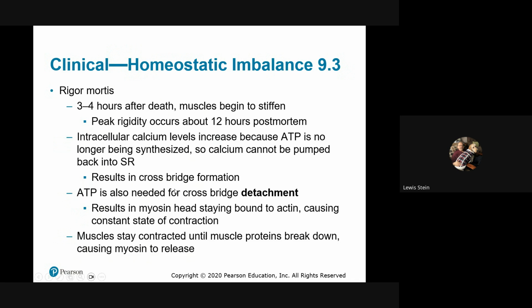Okay? So intracellular calcium levels increase because ATP is no longer being synthesized. So once it contracts, no more ATP is going to cause it to detach. So it cross-bridges, but because there's no ATP to detach, it stays bound until the proteins begin to break down, denature, whatever word you want to use. And then eventually they are released. So it's interesting, and typically what they'll do is check the body temperature, the atmospheric temperature, look at the conditions over time. There's more factors than just that. So time of death is really important.